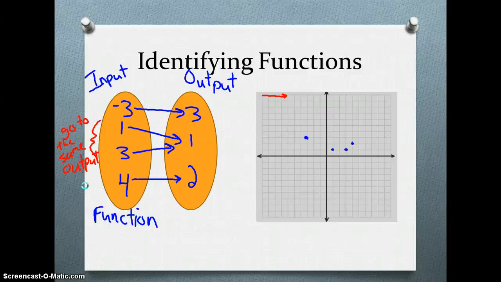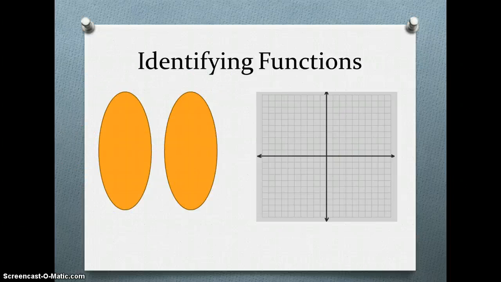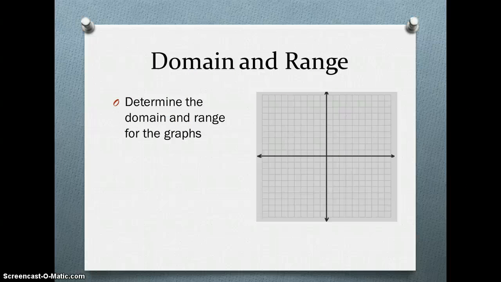Came back to this. The domain would be -3, 1, 3, 4. The range would be 3, 1, and 2. Now, as we look into this example here, and I'm going to sketch a little graph here on the right, probably going to do a couple of these for us.